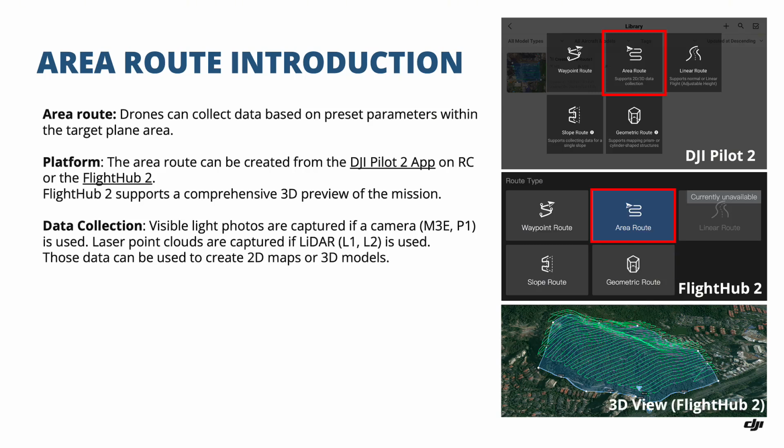Both the Pilot 2 on RC and FlyHub 2 can create area route. Pilot 2 only supports 2D view when creating. On the other hand, FlyHub 2 supports a comprehensive 3D view of the mission.